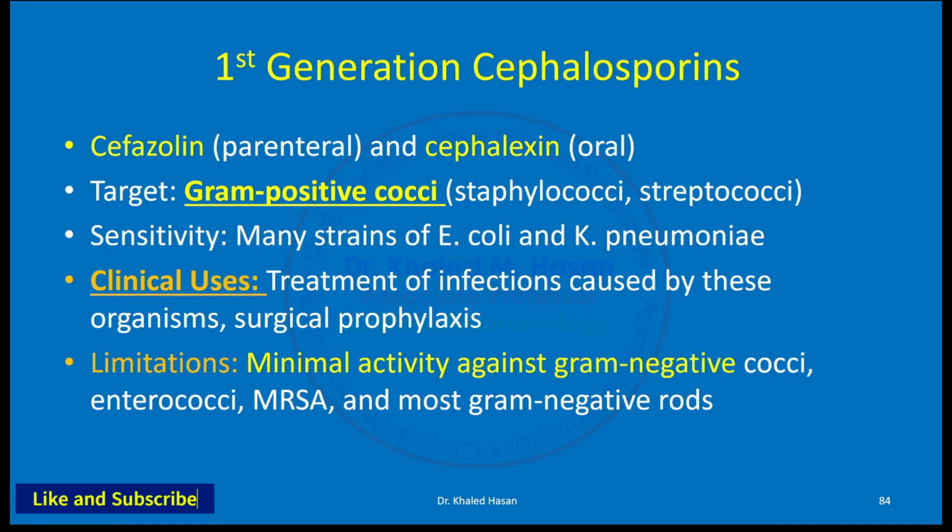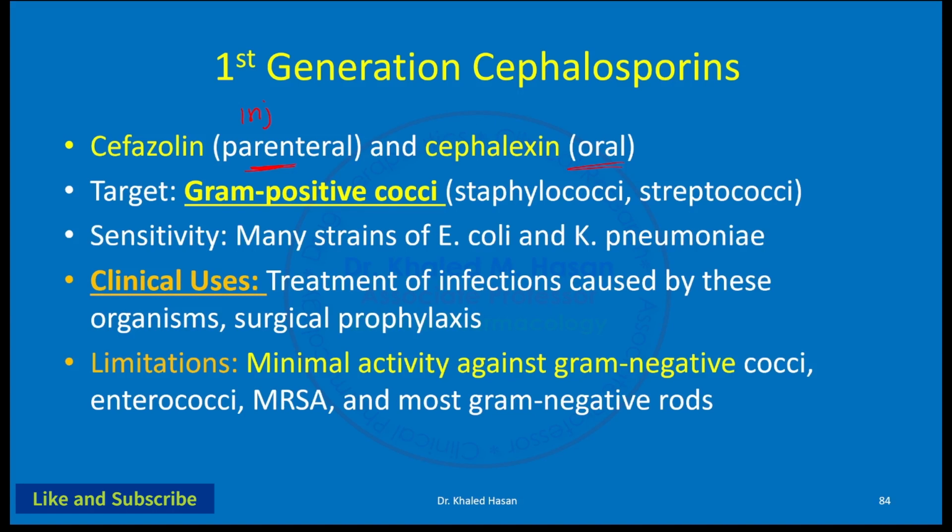Okay, so now this is an important takeaway point for each generation. First generation cephalosporin, we are going to speak about two medication here. We have cefazolin and cephalexin. Cefazolin is given to the patient as a parenteral medication. When you say parenteral, that means we are speaking about injectable medication, and then we have cephalexin oral. So cefazolin will be given for example in operation, surgery, or acute infection. We have cephalexin for oral use, like chronic infection and mild infection.